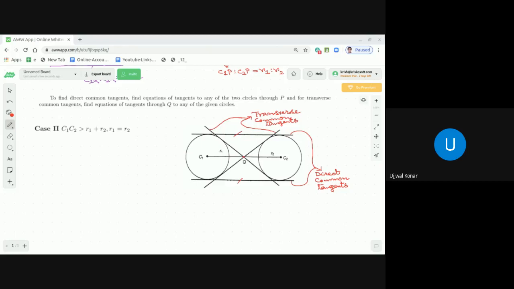Y minus y1 is equal to m into x minus x1 plus minus r1 into square root of 1 plus m square. Correct or not? So what I mean here is, the point x1 y1 is C1, R1 is the radius of circle S1 equal to 0, and m is the slope of the line C1 C2. So what I wanted to say is, for the direct common tangent, how can we find the equation?